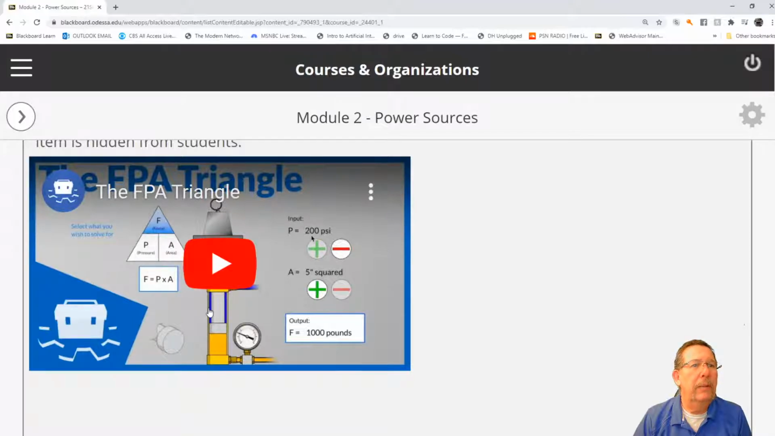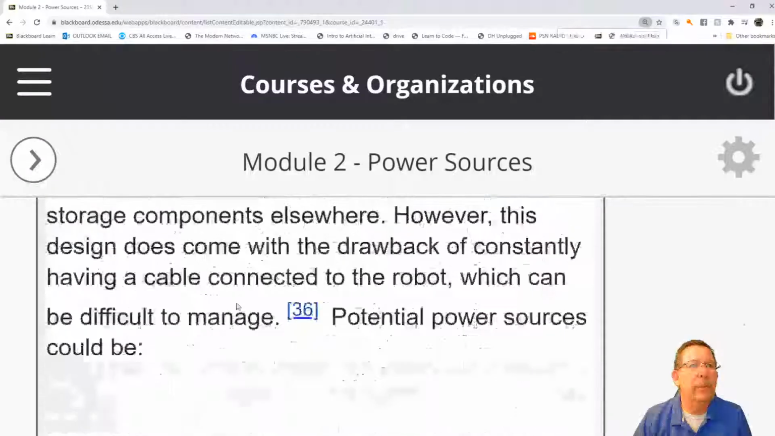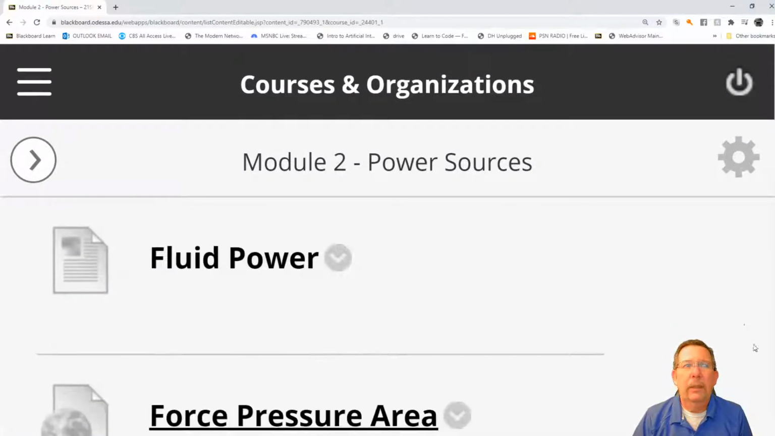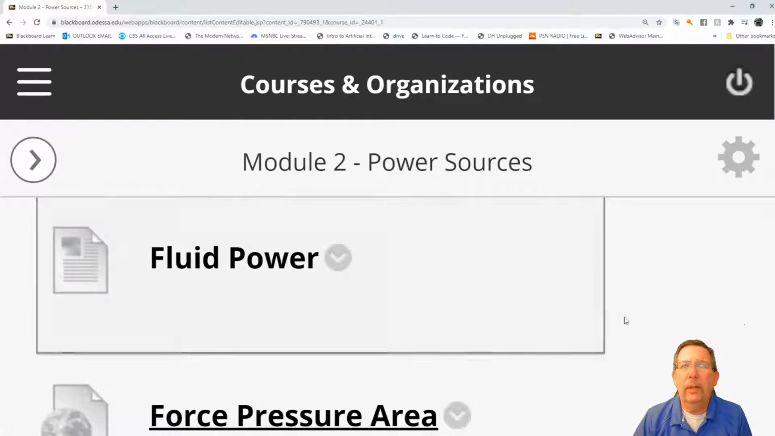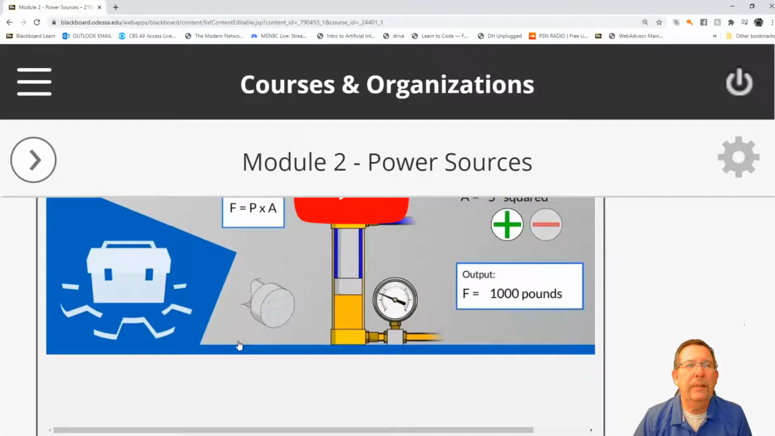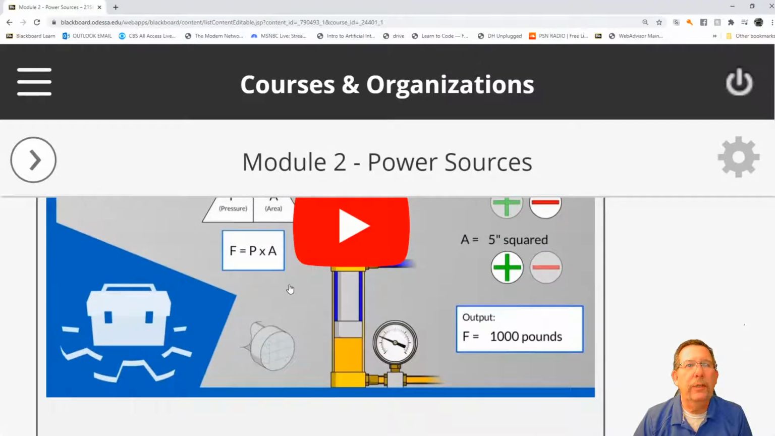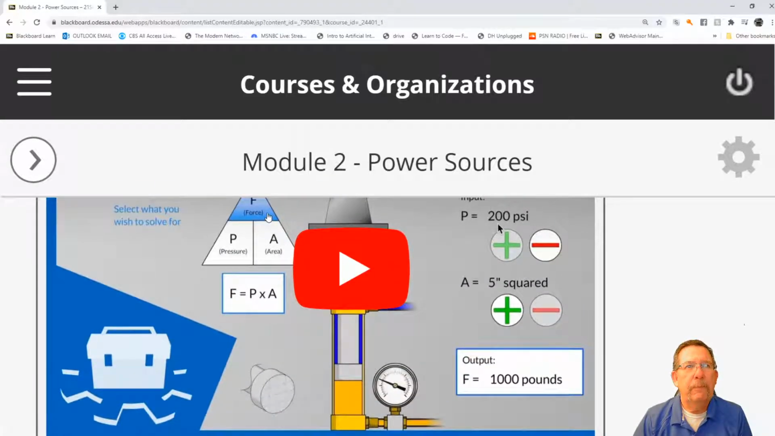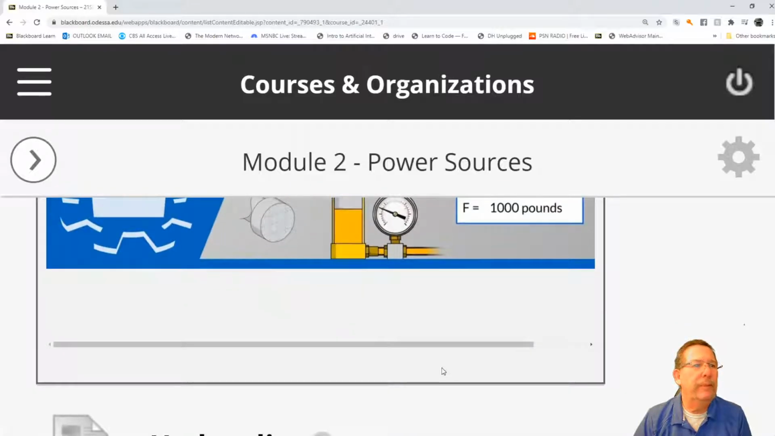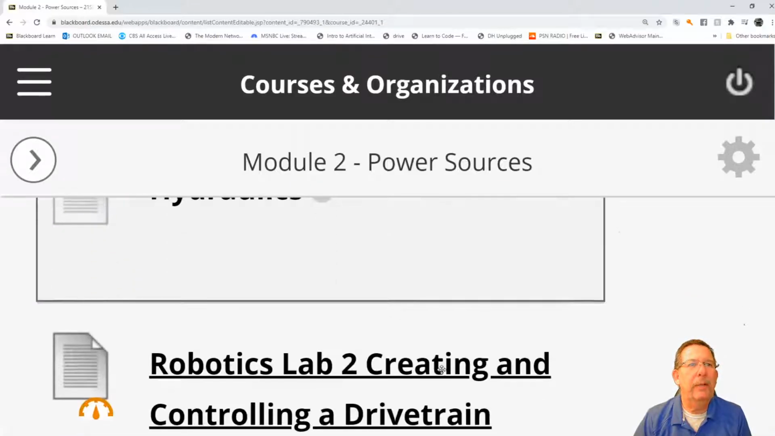It talks about force. Let me see if I can make this bigger. It talks about force, pressure, and area. So basically, the force that you exert is one component, pressure, and then the area. The area being of the piston, and that's the way you have movement. Like I said, I'm not a hydraulics expert.